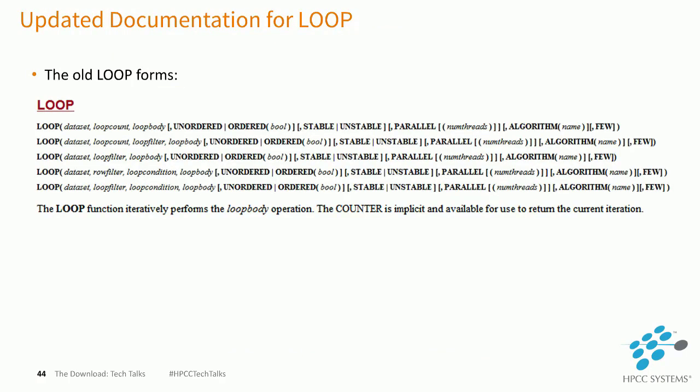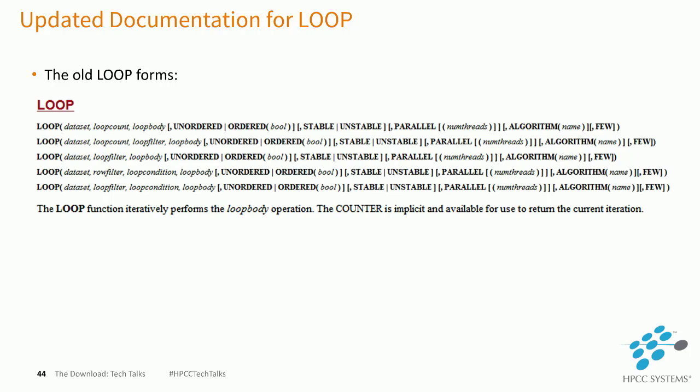So here's the old form of loop. This was the old form that some of you will still see now if you look at the documentation that you have or press your HTML help. Notice there were only 5 forms mentioned here. The documentation was still accurate, though. The loop function's purpose is to iteratively perform the loop body operation, and the counter that's part of loop measures how many iterations are being performed.